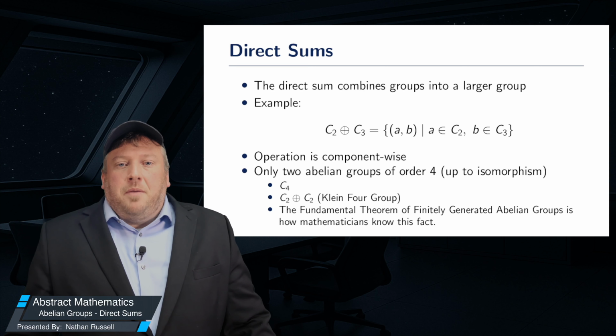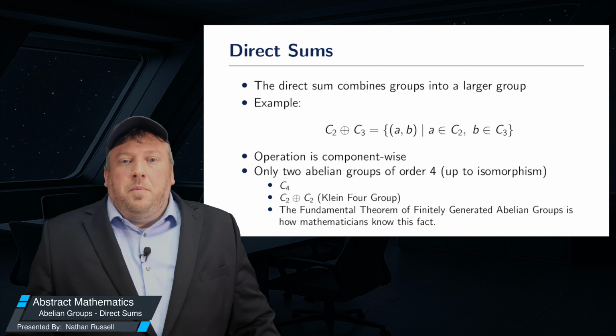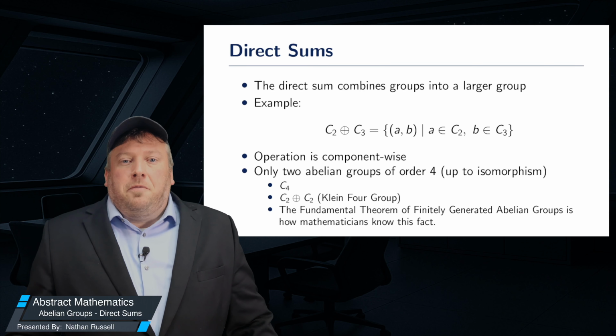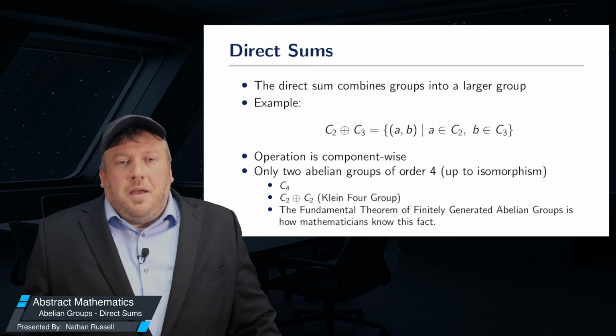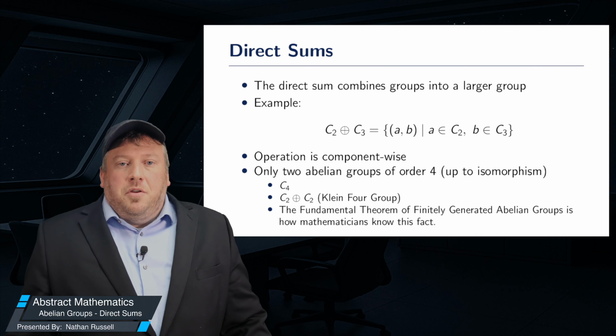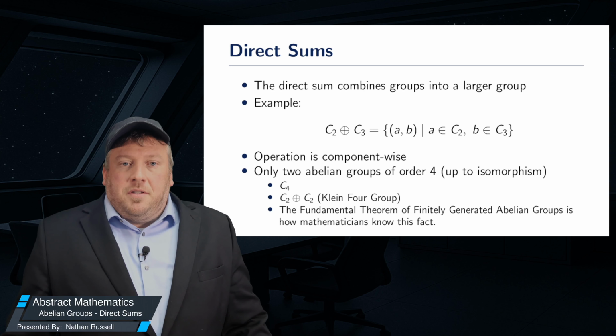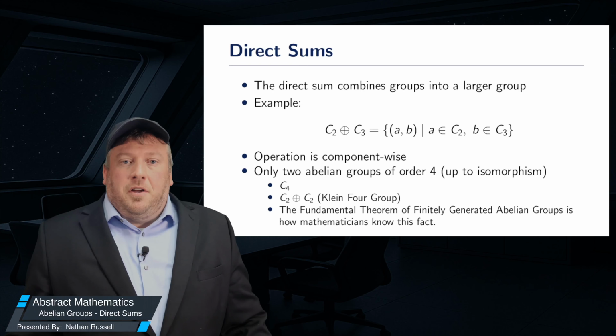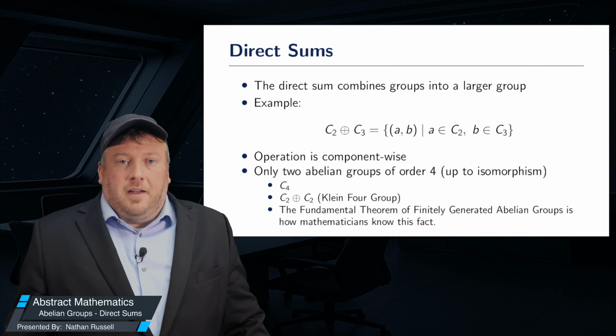So you may hear mathematicians say there are only two abelian groups of order 4 up to isomorphism. They are the cyclic group of order 4 and the Klein 4 group. So how do mathematicians know that? Well, the topic that we're discussing today, through the use of direct sums and the decomposition of abelian groups into direct sums, will allow us to figure out how mathematicians know that fact.